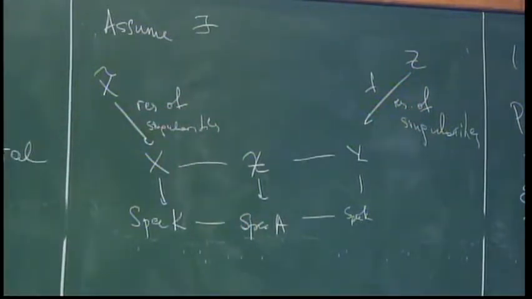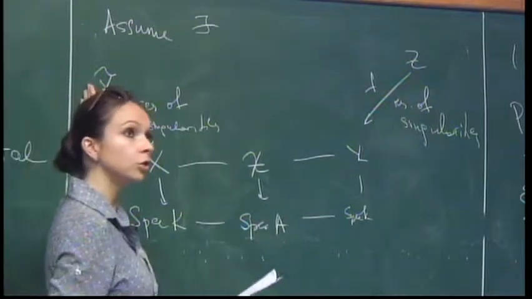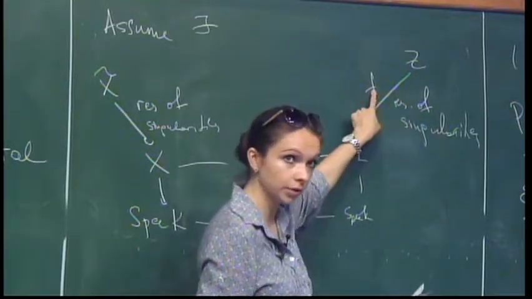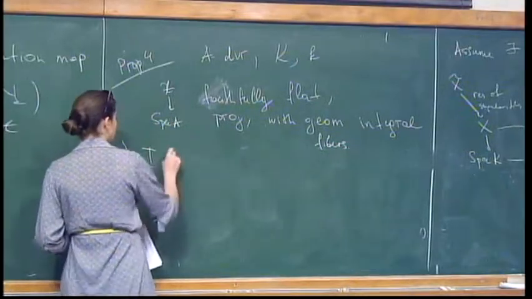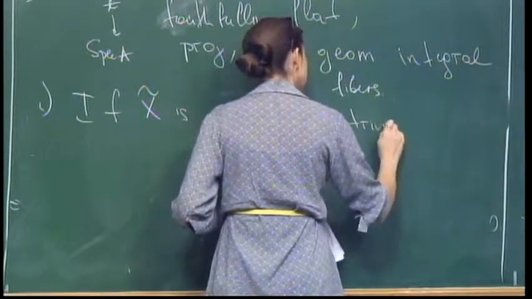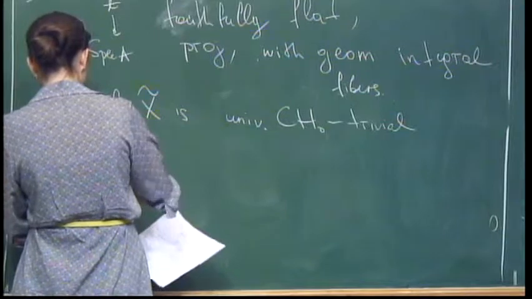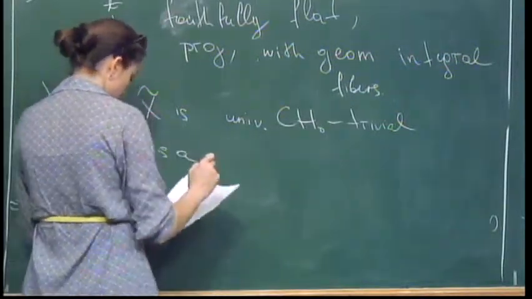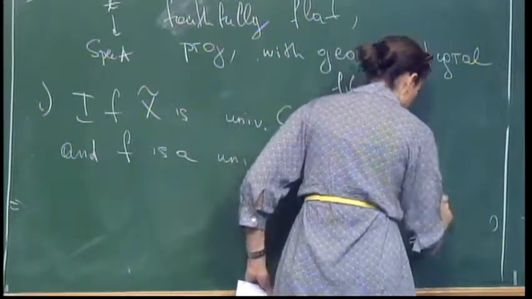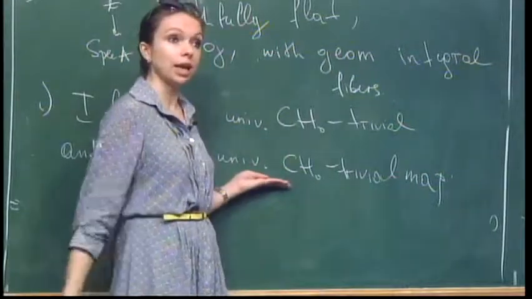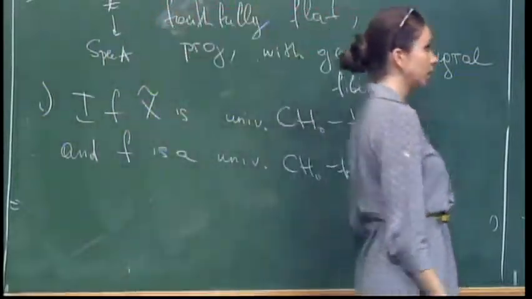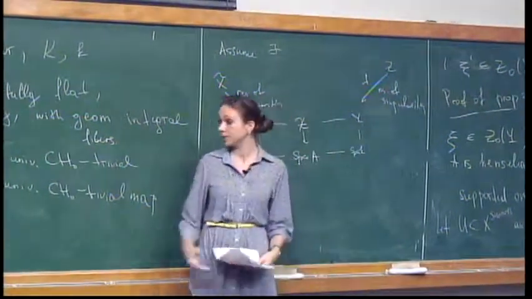Okay, now the conclusion is that a universally CH0 trivial variety will be specialized to a universally CH0 trivial one under assumptions on this resolution of singularities. So assume that X tilde is universally CH0 trivial, and F is a universally CH0 trivial map. This is an important assumption, and in practice it is the one which has to be checked. So when we apply this proposition, we will have to do some work in order to understand the resolution of singularities and if this actually holds.